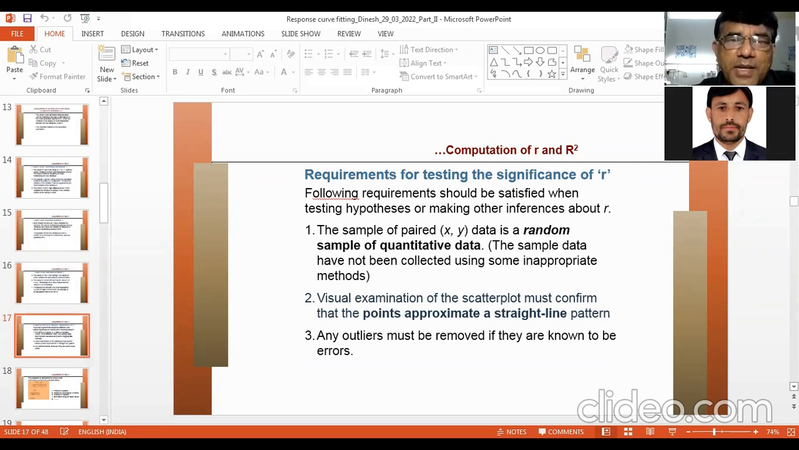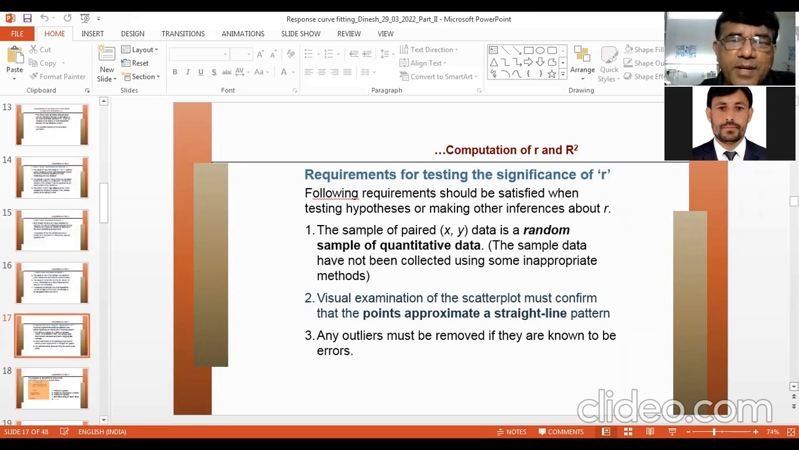Before that, the following requirements should be met when testing a hypothesis or making other inferences about r. The correlation coefficient needs to follow certain statistical principles. First, the sample of paired data is a random sample of quantitative data. When you have recorded X1, Y1, the dependent variable data, they must be randomly sampled, and this X is already fixed. So random sampling is important.